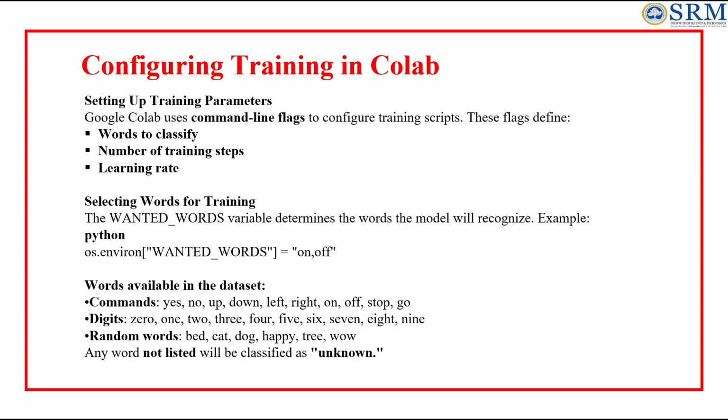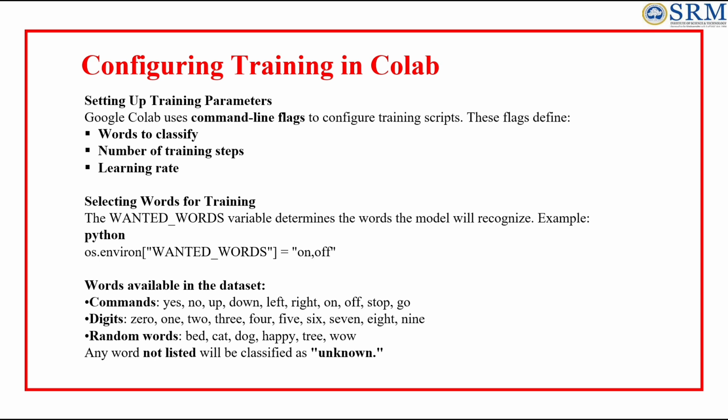Next, we will see configuring training in Colab. In Google Colab, we configure the training script using command line flags, which let us define important parameters such as the list of words to classify, the number of training steps and the learning rate. A key variable here is wanted words, which specifies the exact commands our model should recognize. For example, setting it to on, off means the model will be trained to detect only those two words.